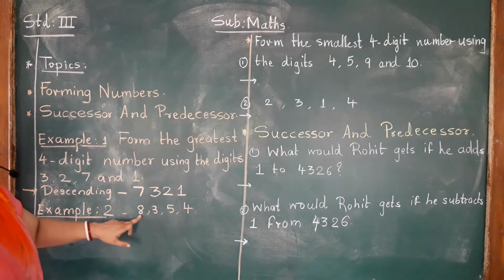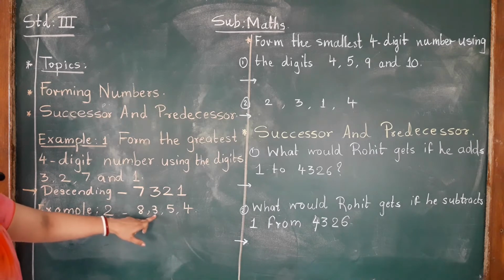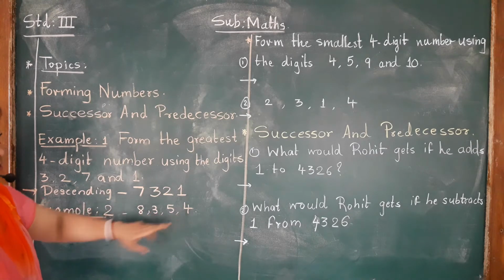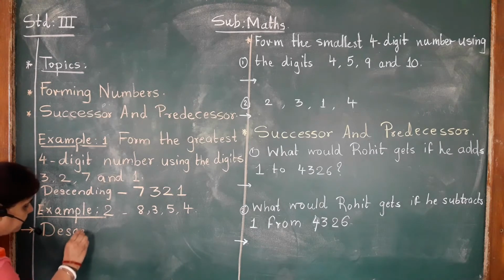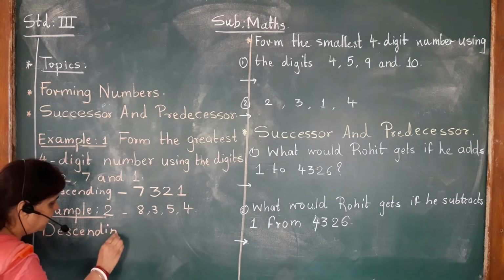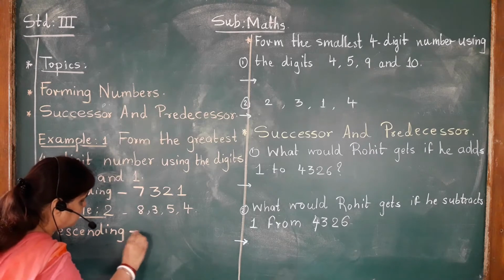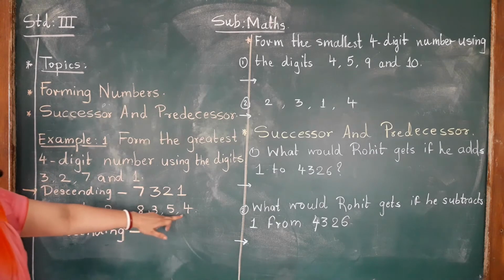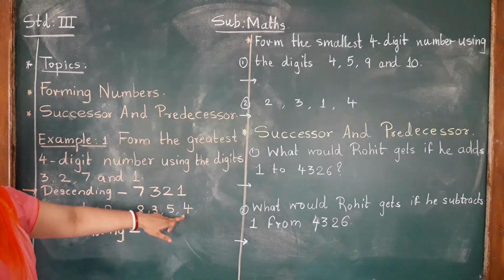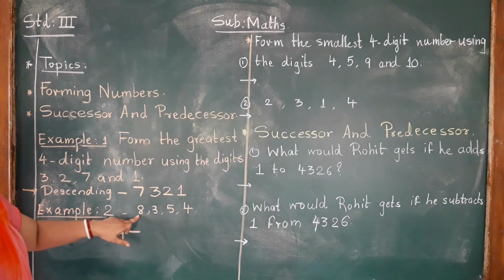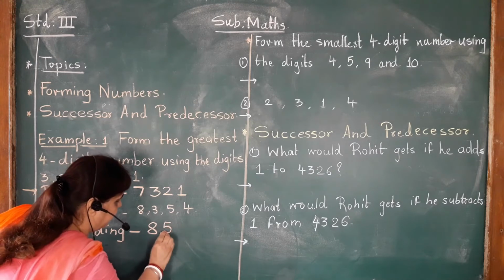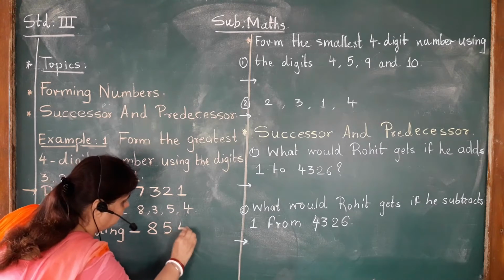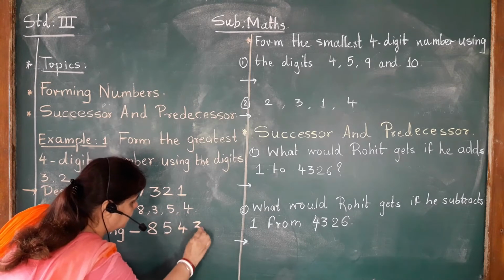See now, suppose the numbers given are 8, 3, 5, 4. Again, you have to go in descending order, children. Descending order means biggest to smallest. So, which is the biggest number you think here? 4? No. 8. Then 5. Then 4. And then 3.